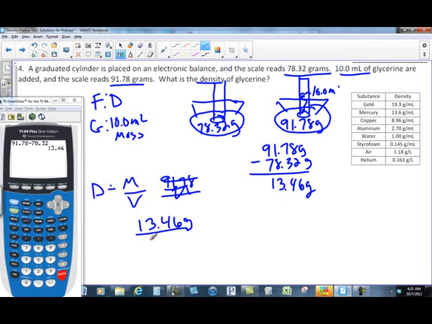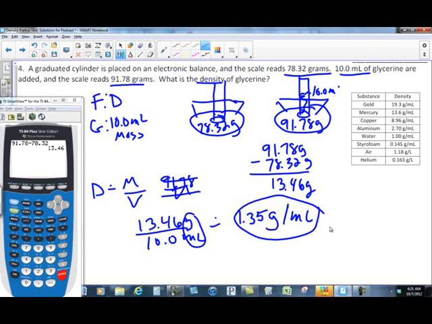My volume is 10.0 milliliters. Let me see, have I done that right? If I'm dividing by 10, I just move the decimal place one place, so I end up with 1.346. I've got 4 sig figs, 3 sig figs, 4 sig figs, so I want 1.35 grams per milliliter, just like this says here, and I circle my answer.